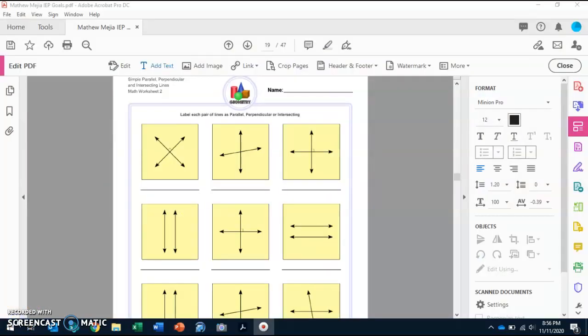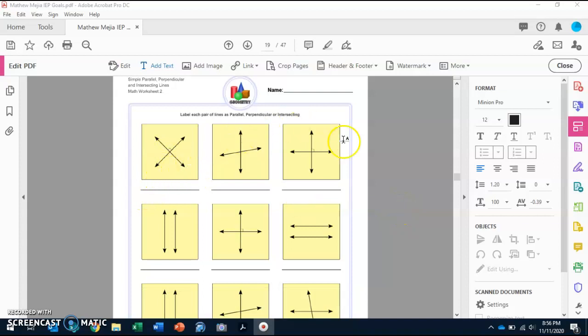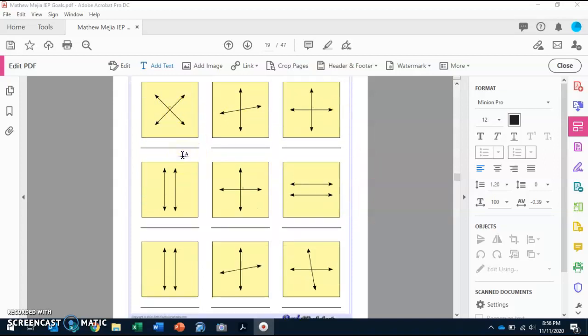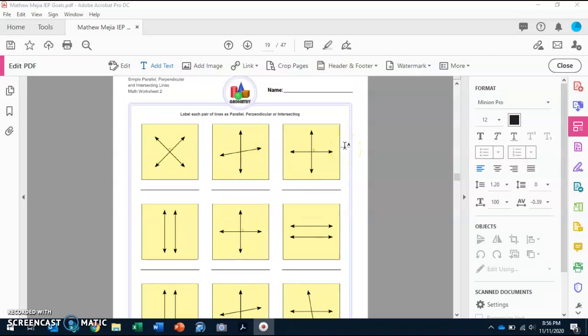So this is the worksheet, Matthew. And like I said, you can just write down the answers if you do not have access to this worksheet. Do not worry at all. I will be doing 2 with you, and then you can do the rest on your own. So I will be doing number 1 with you, and by looking at the picture, can you tell me if this is parallel, perpendicular, or an intersecting line?